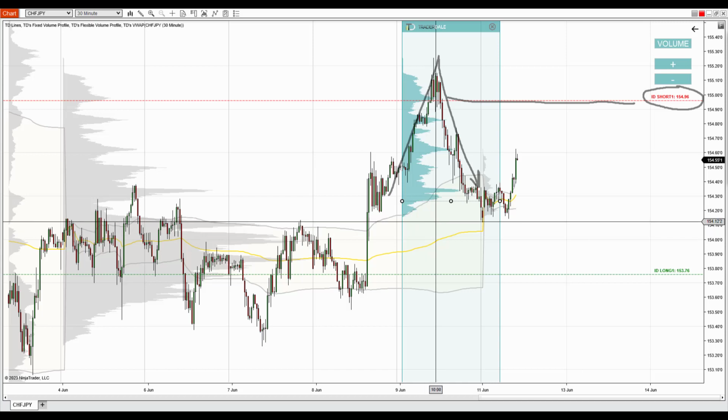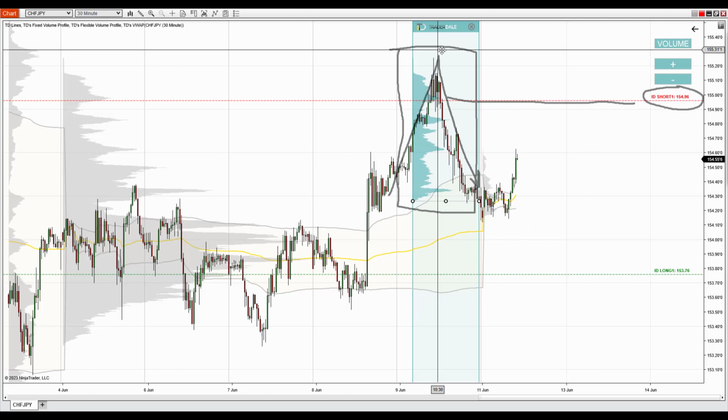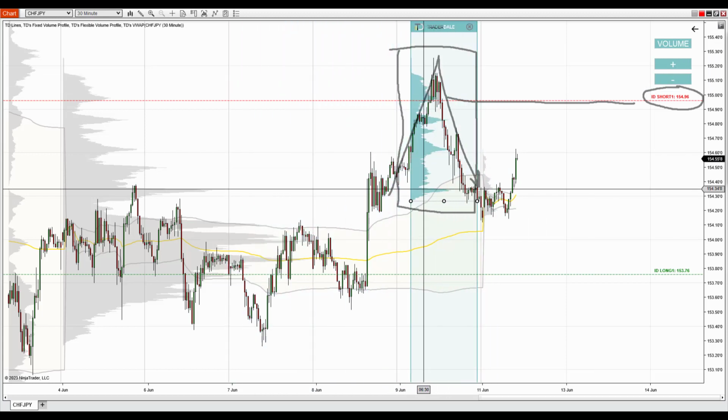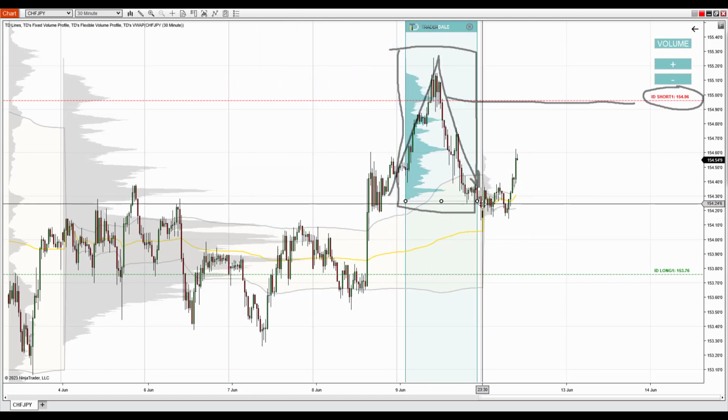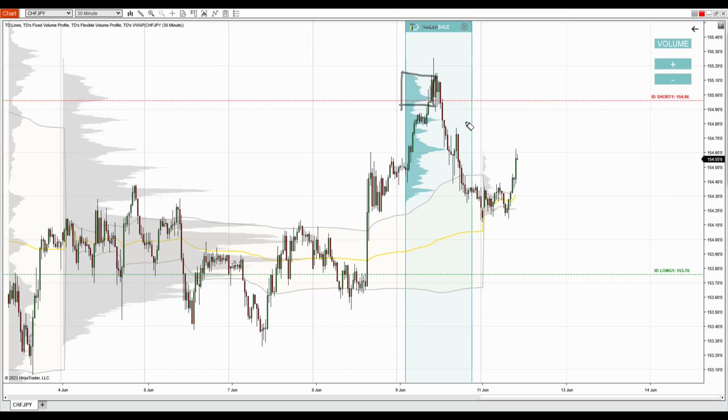What you need to do when you see this is select that rejection zone with a flexible volume profile. That's the profile which you can move around like that to look into specific areas. And what you need to see somewhere around the place where the price actually turned is a significant volume zone like this one, right? This volume bump.